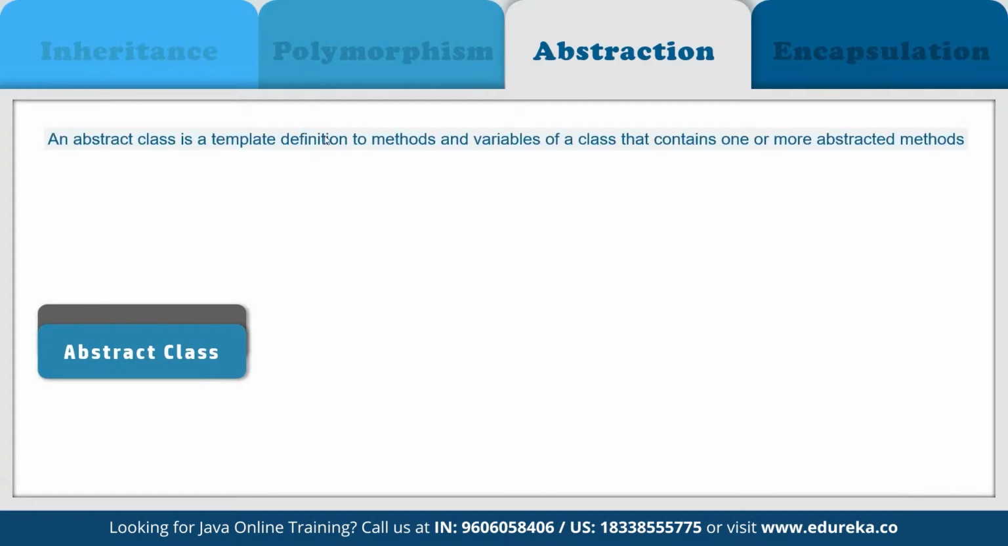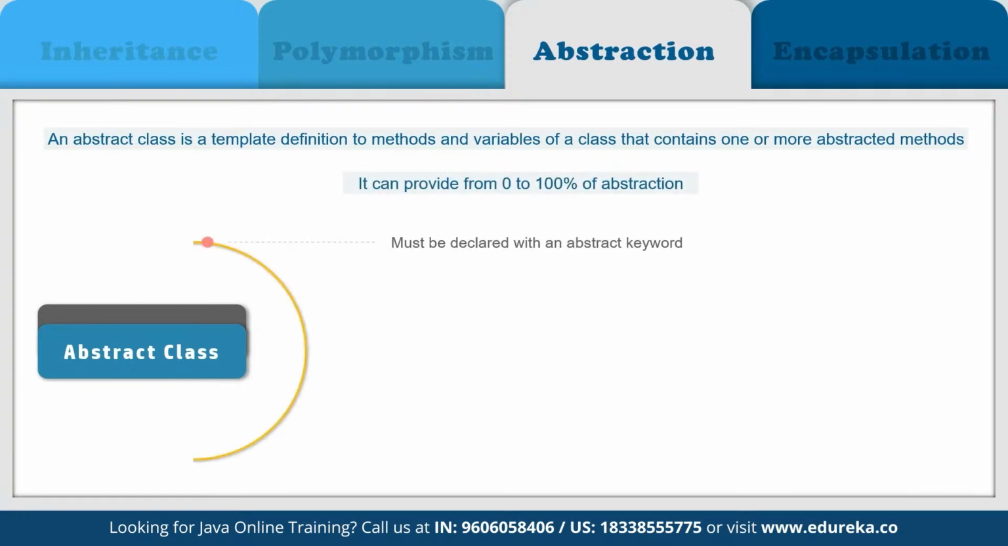Now when we talk about abstract class, an abstract class in Java contains the abstract keyword. What exactly do we mean by the abstract keyword? If a class is declared abstract, it cannot be instantiated, which means we cannot create an object of an abstract class. Also, an abstract class can contain abstract as well as concrete methods. So we can achieve 0 to 100% abstraction using the abstract class.